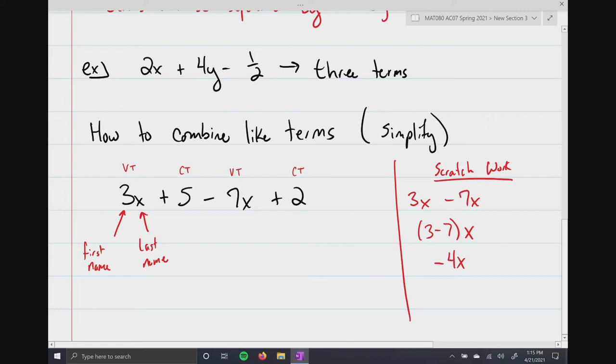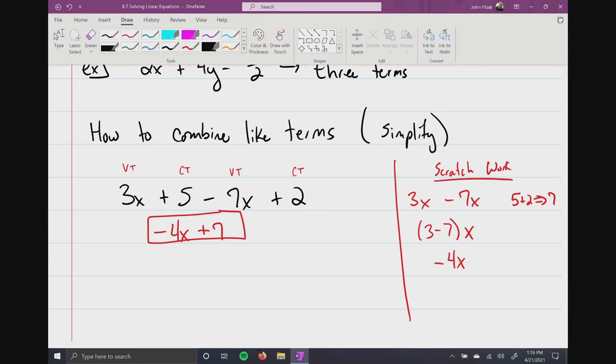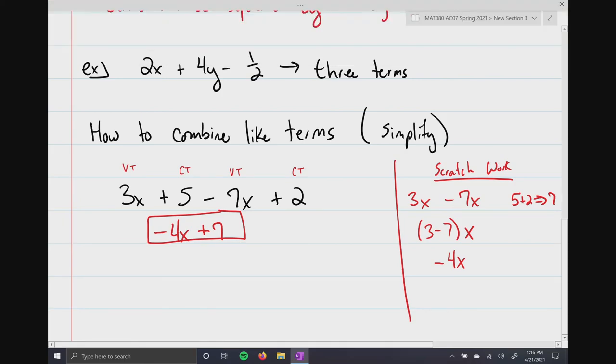Same principle goes here. So the 3x and then the minus 7x, they have the same last name, which is x, so I can bring them together. So all I'm going to do directly underneath is write minus 4x. Now I'm going to group the constant terms together, and that's really easy. So 5 plus 2 is 7, and it's positive, so I put plus 7. And that's how we combine like terms for this example. Now, I'm going to go ahead, and we're going to look at another problem, and it's going to look very similar to this.